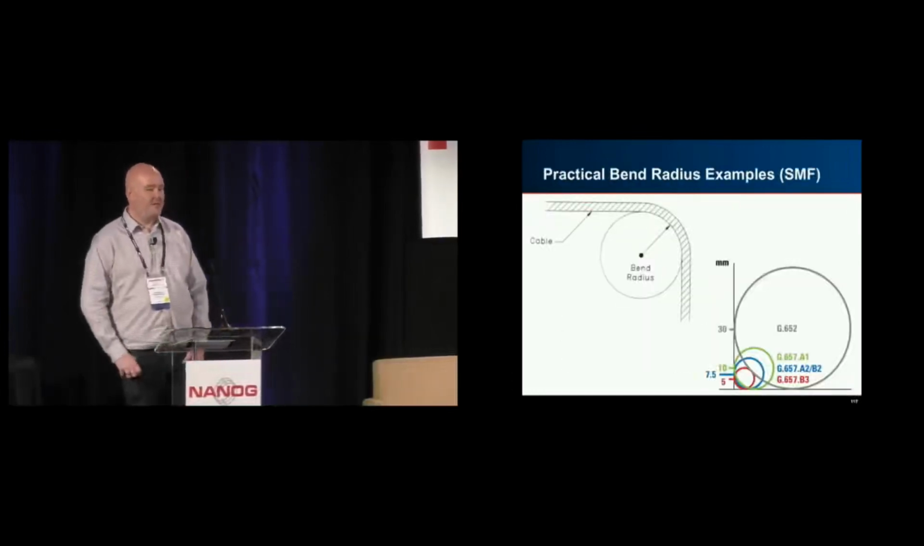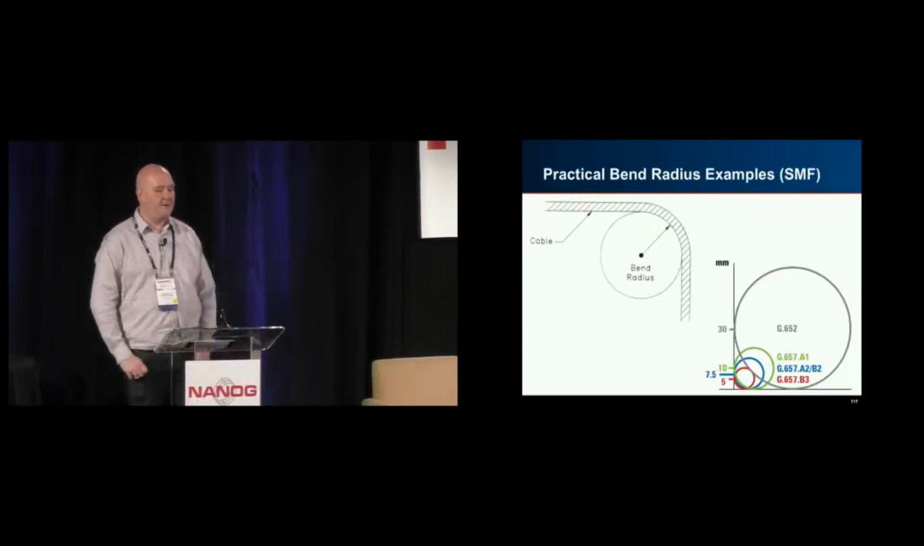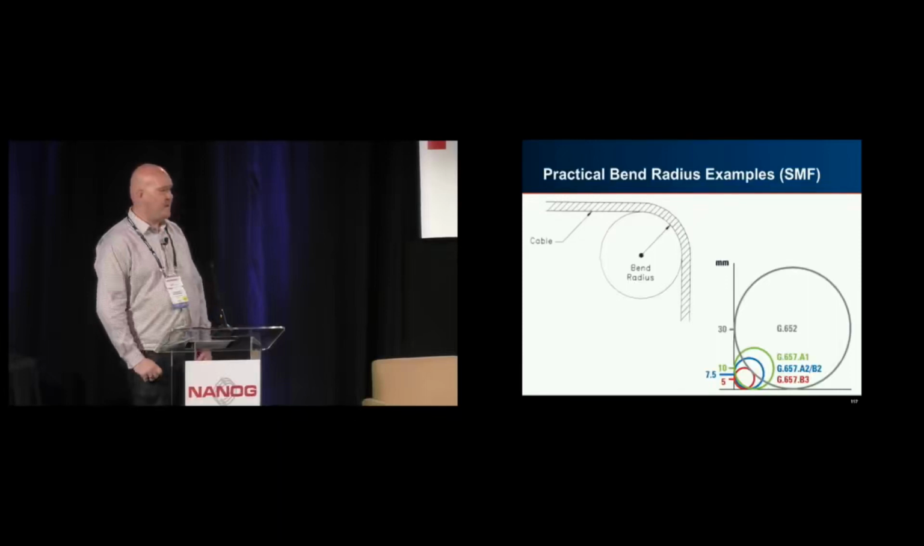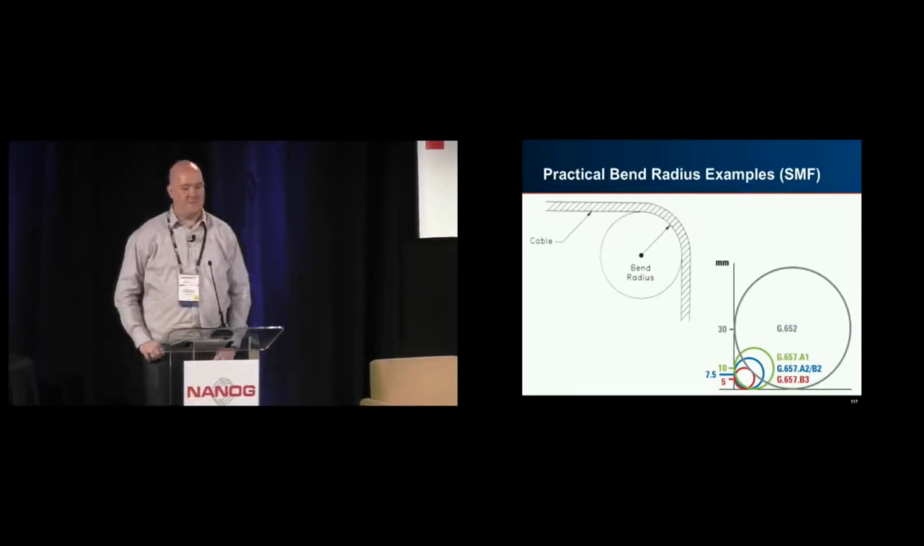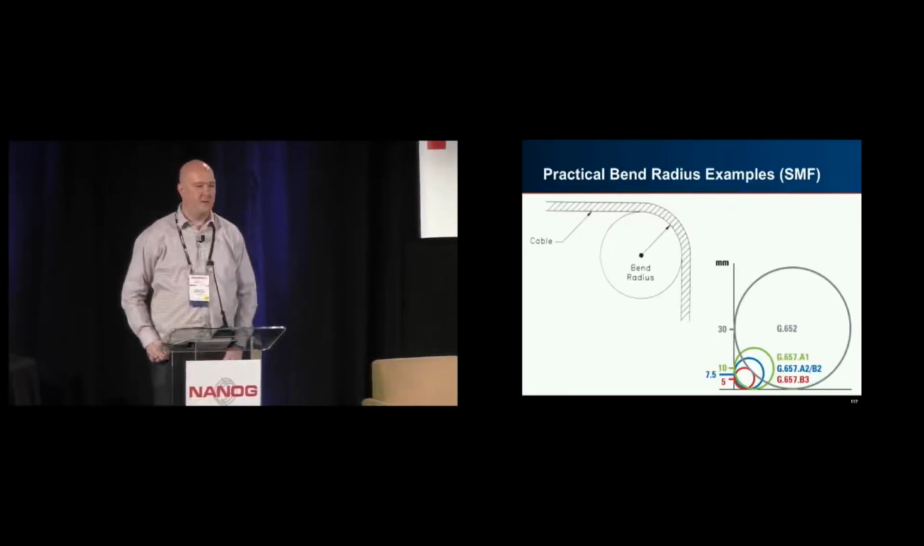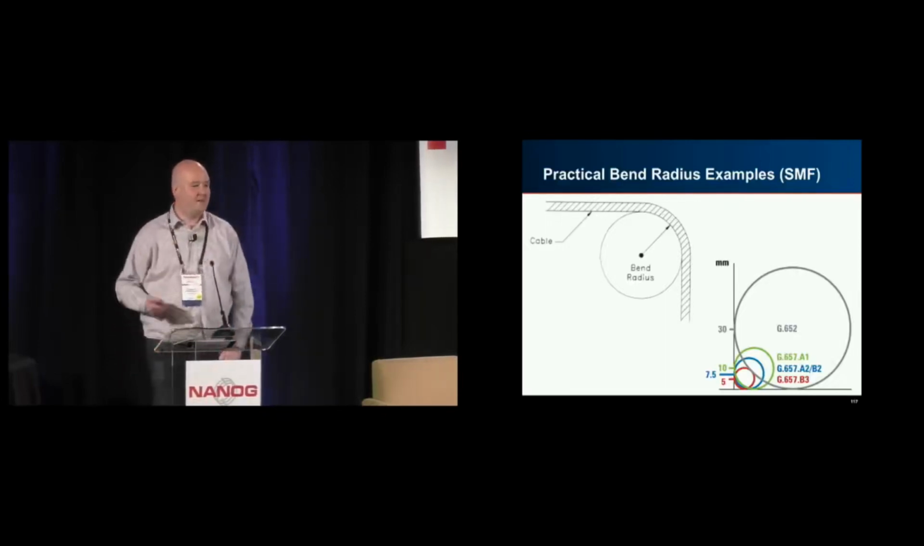Here's an example showing the different practical bend radiuses. A standard G.652 cable, something designed to be in the ground, really expects a very gentle bend radius. That's compared to much smaller bend radiuses for the cable you can use in data centers, where you can wrap it around a pencil and it'll still work.